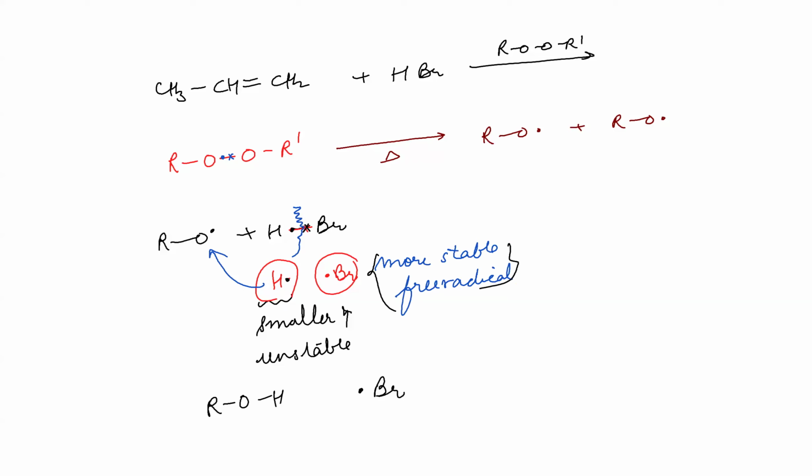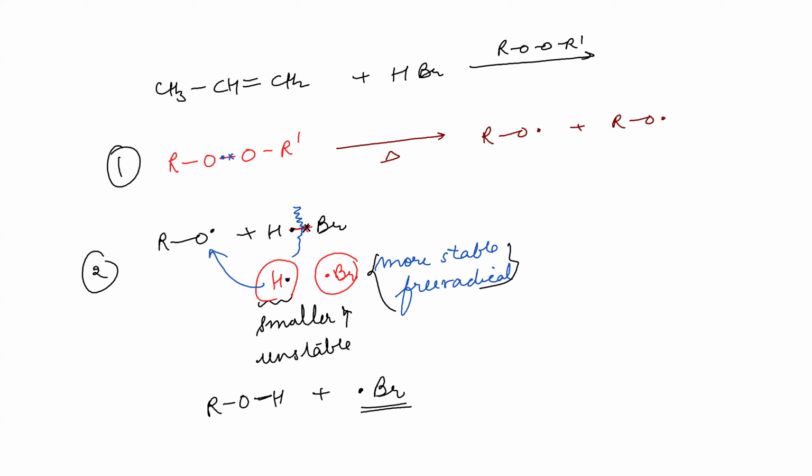Yes or no? We will have ROH plus a Br free radical. So how does this bond? This Br free radical. First step was this. Second step was this. Now, when we have the second step, what would that mean? Just tell me. What would that mean?